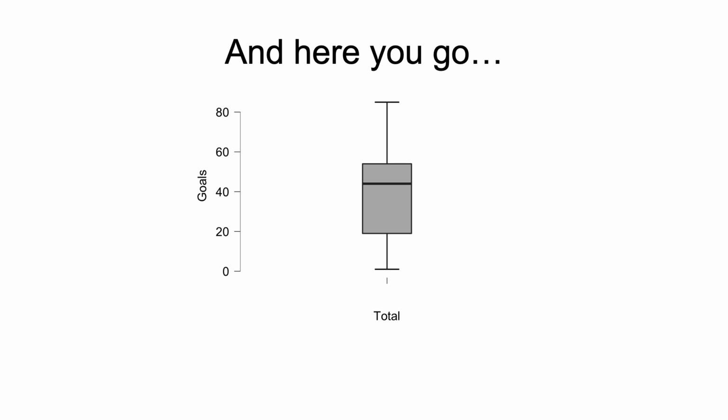This is a box. And these are the whiskers. It's a box and whisker plot. So, what do we have here? 50th percentile, 25th percentile, 75th percentile, maximum, minimum. Now, there's a couple of ways you can make this.